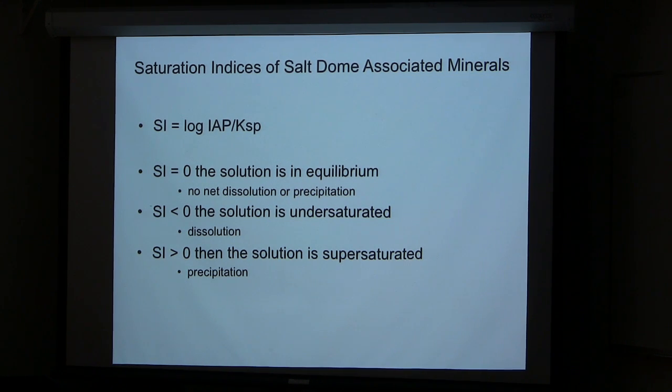So if we're looking at a specific mineral, and the SI of that mineral is 0, that means the solution is in equilibrium with respect to that mineral. So the mineral is going to be dissolving and precipitating at the same rate, and we're not going to get any net dissolution or net precipitation from that mineral. If the saturation index of that mineral is less than 0, that means the solution is undersaturated with respect to that mineral, likely indicating that we're going to be seeing the dissolution of that mineral. And then if the SI is greater than 0, then the solution is supersaturated, and we're likely going to be seeing the precipitation of that mineral.